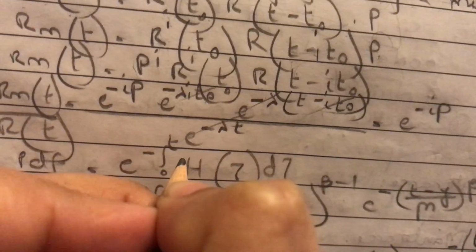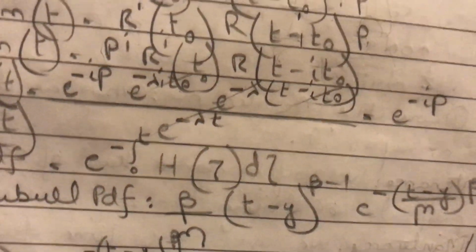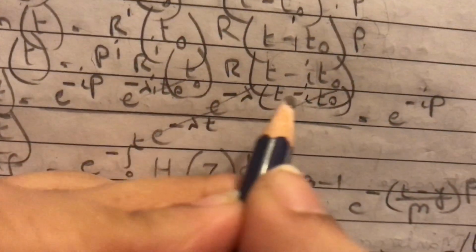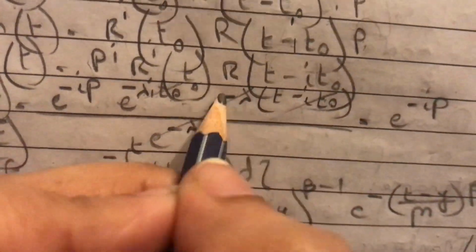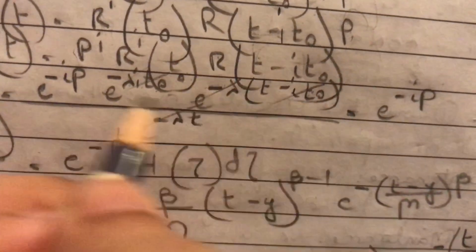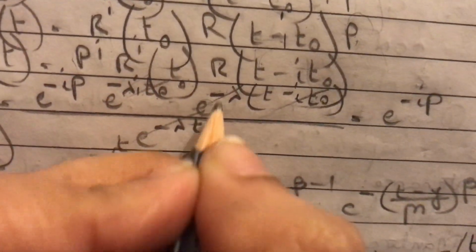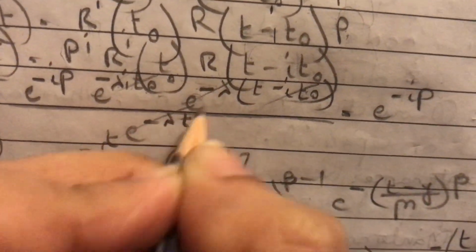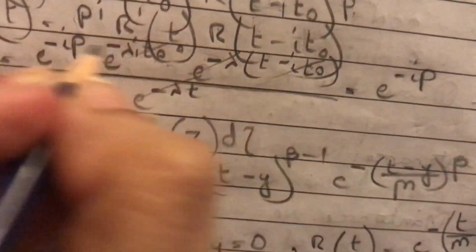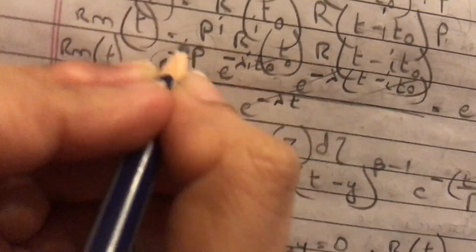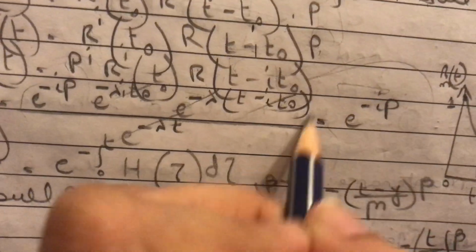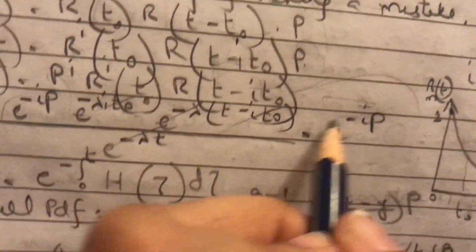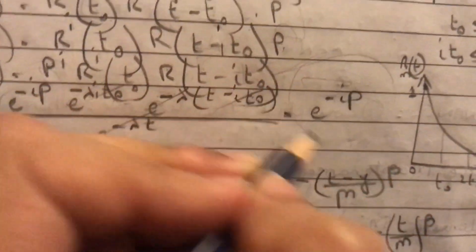So this e at the minus lambda t here, and what is next? This minus lambda it0 and this plus lambda it0, so they both go away like we did before, and what remains? E at the minus lambda t over e at the minus lambda t also cancels out, and only this thing remains. So Rm of t over r of t when making a mistake, it is in the form of this, e at the minus ip. So that's all for this when making a mistake.